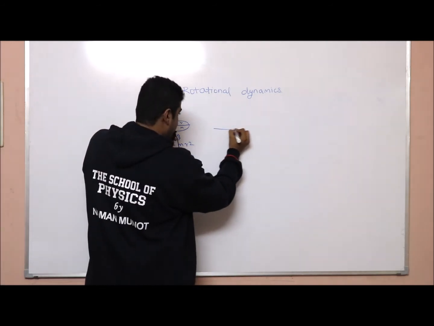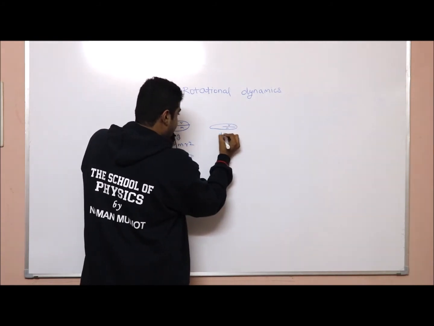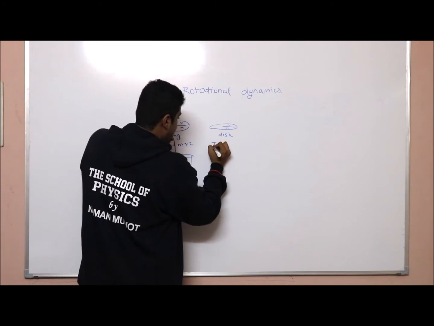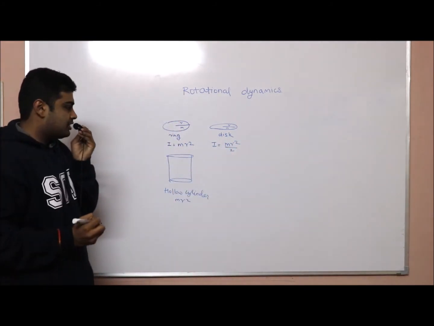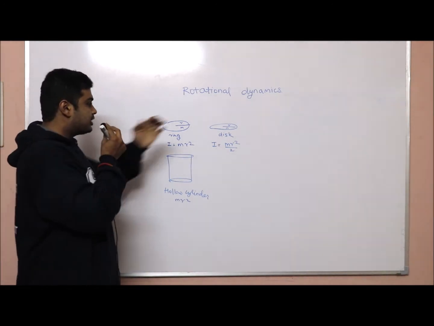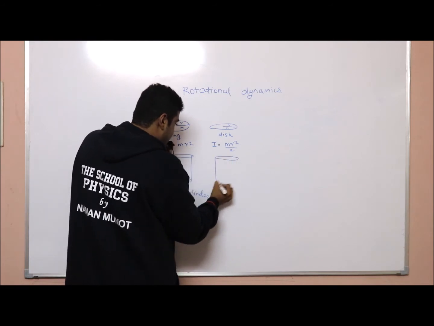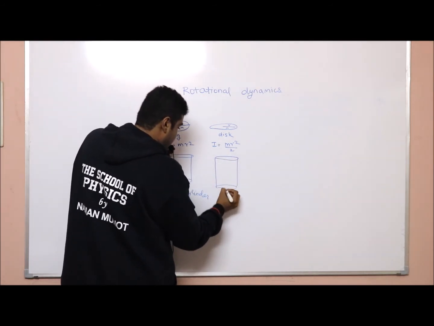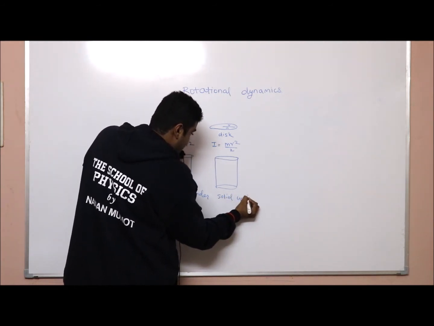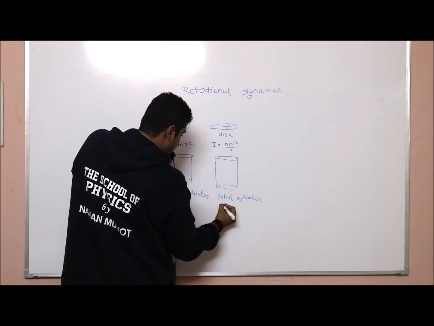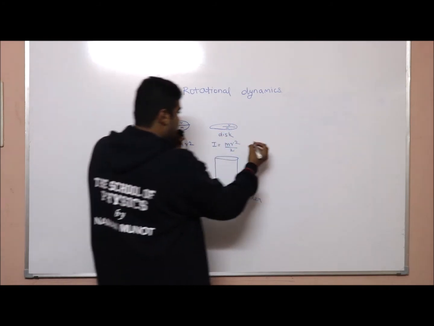Suppose we have a disk of mass m and radius r. The moment of inertia is mr square by 2. Now if I extend it using the same concept and make it a filled cylinder, a solid cylinder, then the moment of inertia of the solid cylinder is also equivalent to mr square by 2.